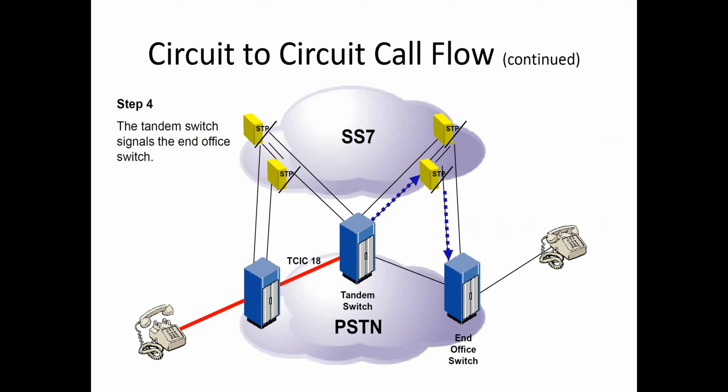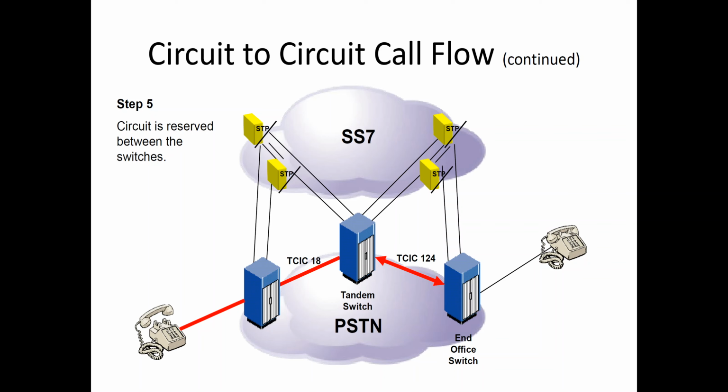Before the signaling is sent though, the tandem switch will reserve a circuit between the two switches. This circuit that is reserved will also be communicated through the signaling that goes via the SS7 network. Having received the information from the SS7 network, the end office on the right will now reserve the same circuit. At this point, the tandem switch and the end office on the right both have reserved TCIC 124.